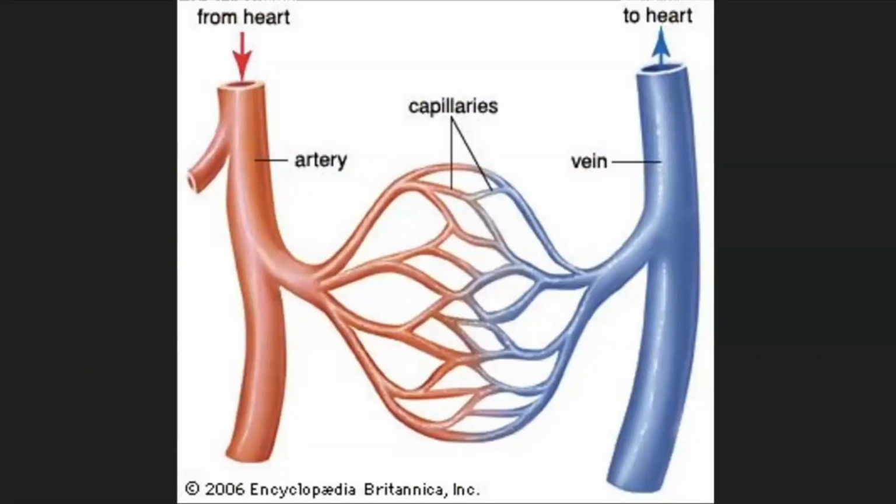Some people would say veins are blood vessels that carry deoxygenated blood. That is true, but not all veins carry just deoxygenated blood. What is the definition for them?